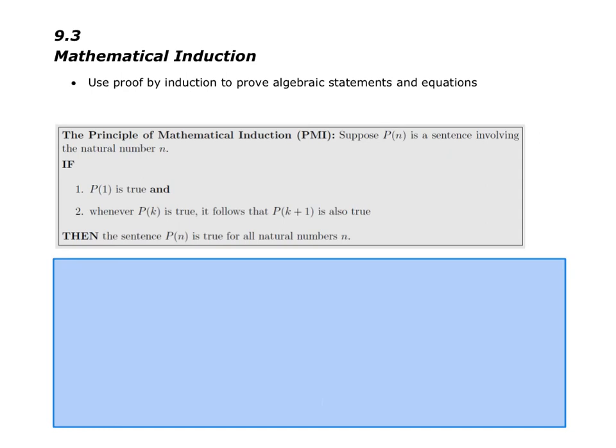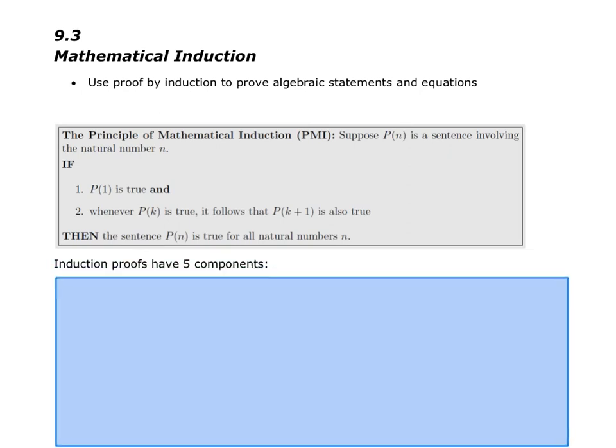So first we assume, for our proof, that for the first term P of 1 is true, and that wherever it's true for some k, it follows that k plus 1 must also be true. If that happens, then the sentence we're trying to prove, P of n, is true for all natural numbers. So there are some steps that we take when we're trying to prove by mathematical induction.